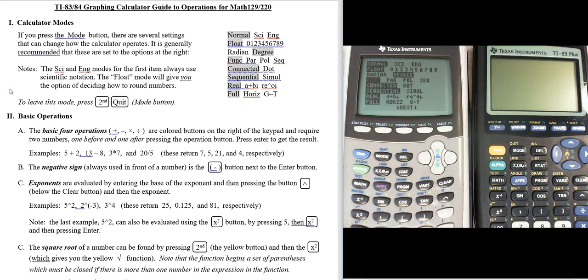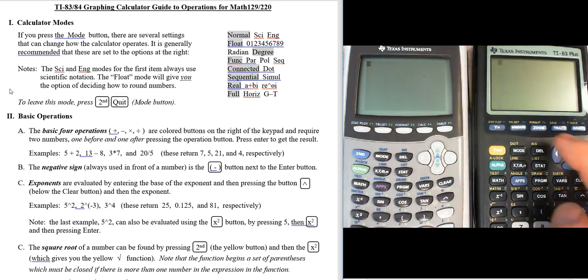To leave this mode, you just go second and then hit the mode button again, which is really quit. Second quit. Alright. On the TI-83, let me get into the main screen. If I hit the mode button, there we go, and I can change this radians to degrees. So there you go. And then second quit. Alright. So now basic operations.